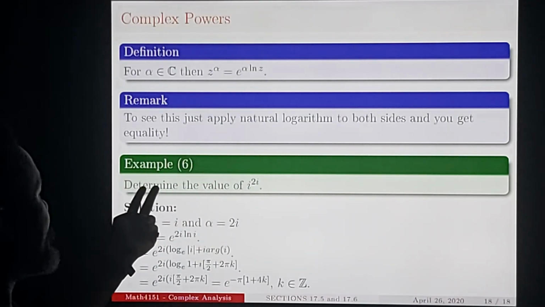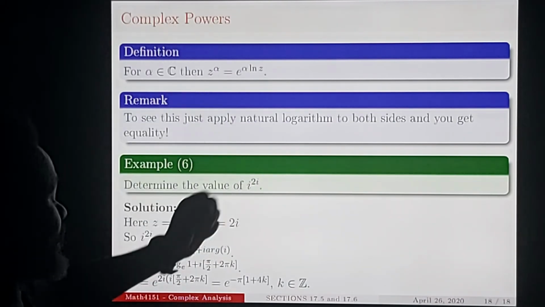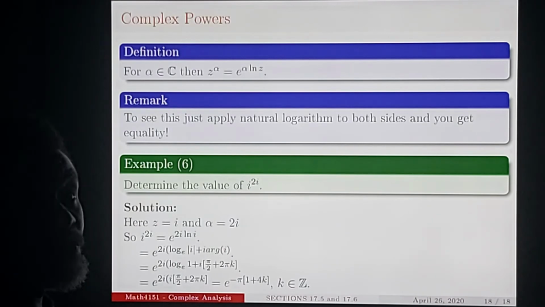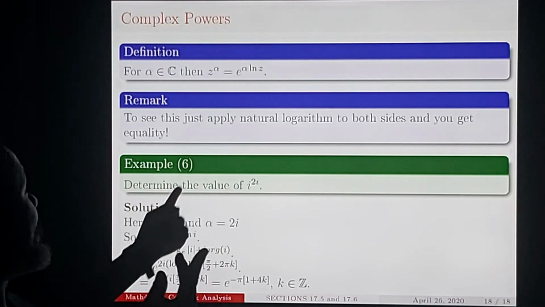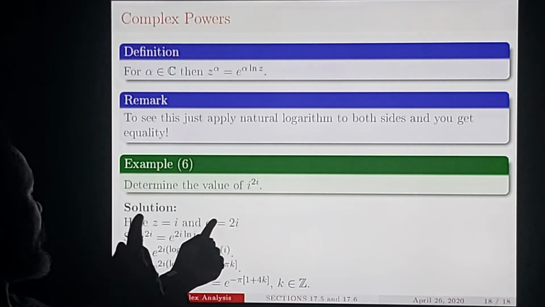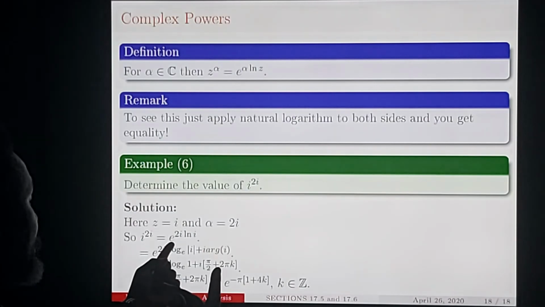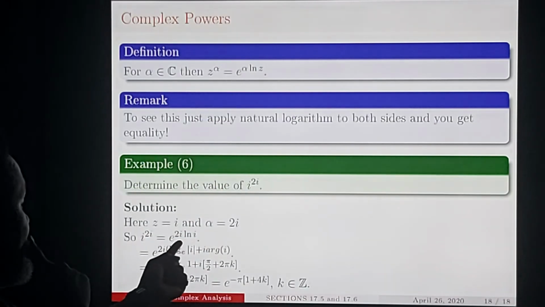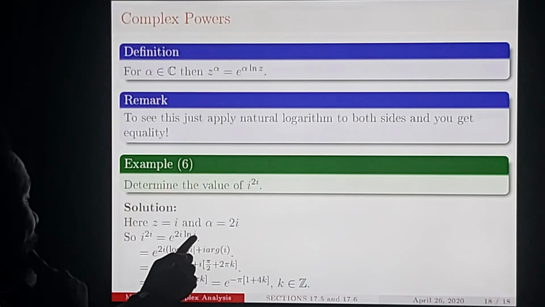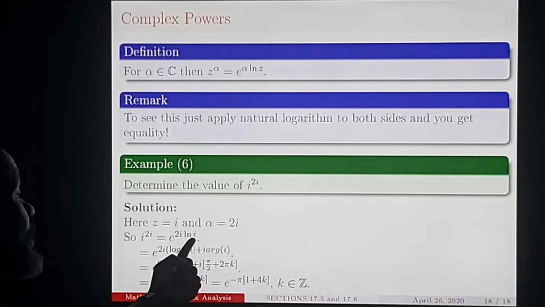So if I give you an example, determine the value of i raised to 2i. These are complex powers now that you have been finding. So how do you go about that? Well, you need to identify z and alpha. So z is the base, so z is i, and then the power is alpha, which is 2i. So to get i raised to 2i, how do you evaluate? It will be e raised to 2i ln of i.